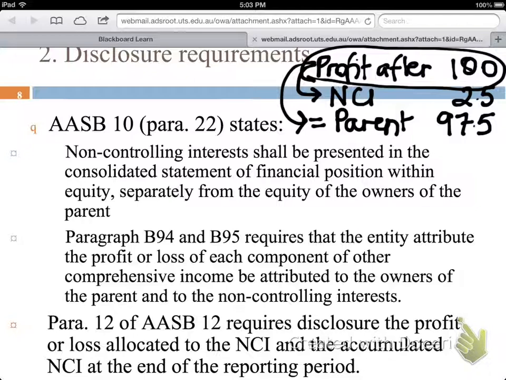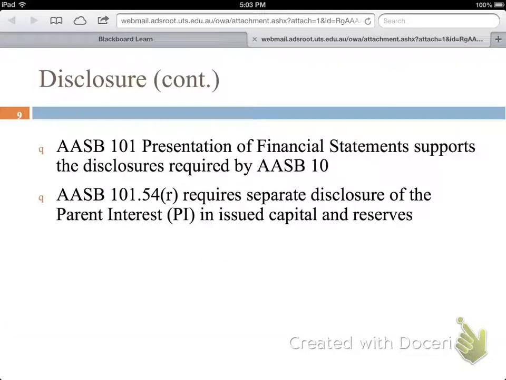So paragraph 12 of AASB 12 requires disclosure of the profit or loss allocated to the NCI and the accumulated NCI at the end of each reporting period. This disclosure requirement, as stipulated on the previous slide by AASB 10, is also consistent with AASB 101, presentation of financial statements. AASB 101 also requires the disclosure of the parent's interests separate from the non-controlling interests equity.